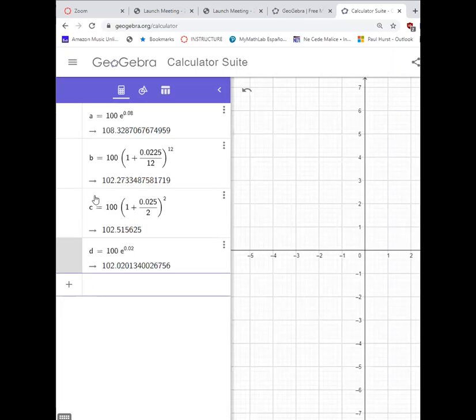Okay, so those are the 3 different values, and it looks like the second one is more than the other ones. The second one is $102.52. The first one is $102.27. This is $102.02. So it looks like the second one is better. Okay, so let's go back.